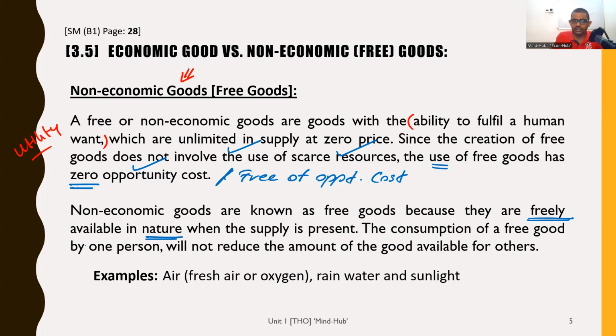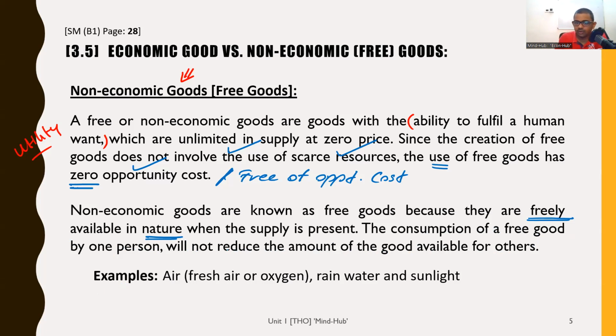The consumption of free goods by one person. That's another important thing. In economic goods, we said there is a marginal cost, which can be positive, right? Free goods, there is no opportunity cost. There is zero opportunity cost. Free goods, non-economic goods, zero opportunity cost, zero marginal cost. When you try to provide it to one person, there is no additional cost because it's available. When one person uses a free good, that doesn't mean someone else has less of it, right? So that's also an interesting way to talk about a free good. The consumption of a free good by one person will not reduce the amount of the good available for others.